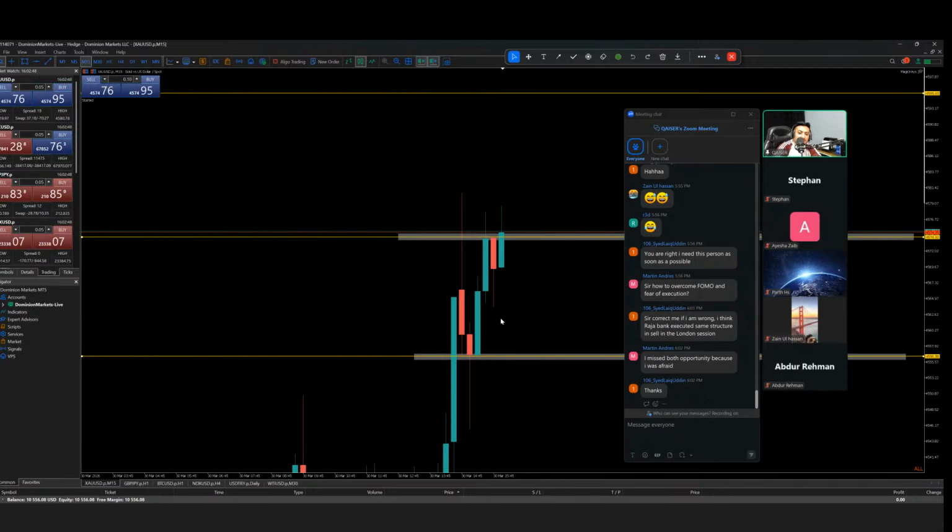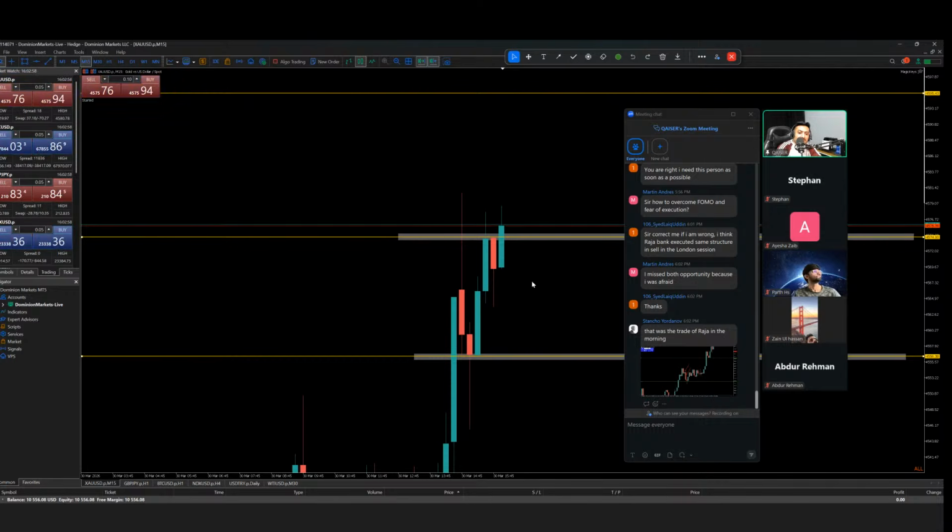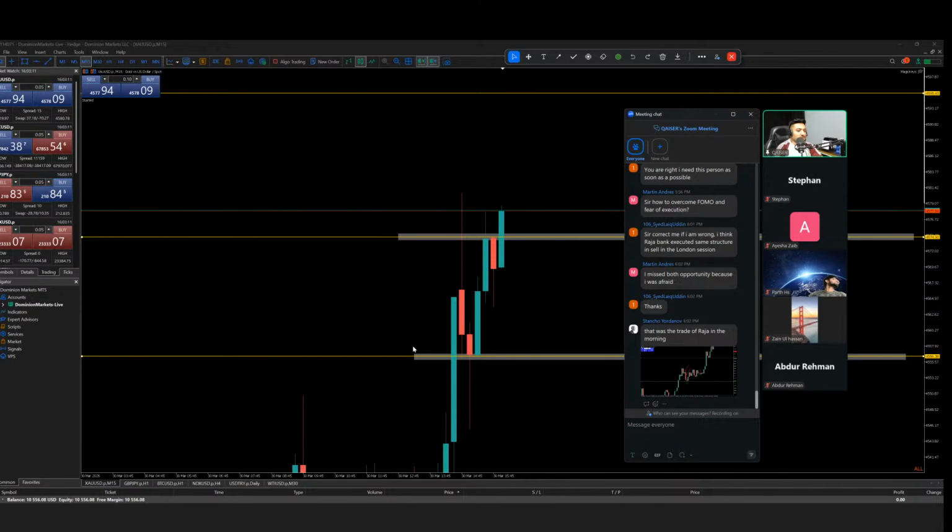Maybe it will do some kind of consolidation here. If it's not going to close above the resistance, then there is a probability it's going to consolidate. Then with the opening of NYSE, it's going to give you some traction. So that was Raja's trade in the morning. I saw that. I was there, buddy. I was sitting there. I remember that. So with time and your experience, sometimes you can intuitively understand where the price can go.